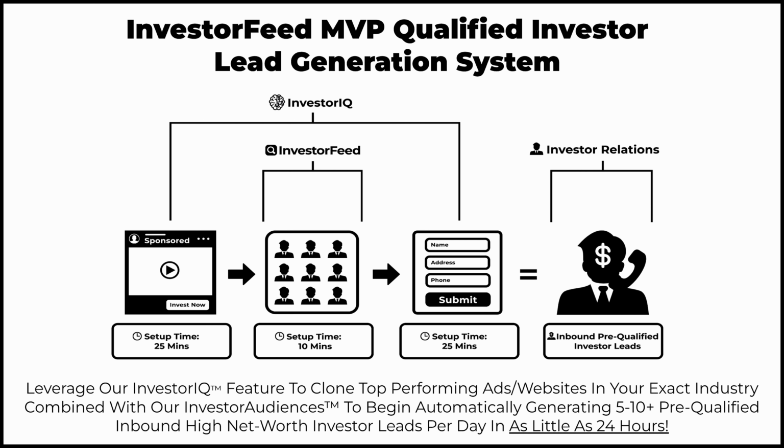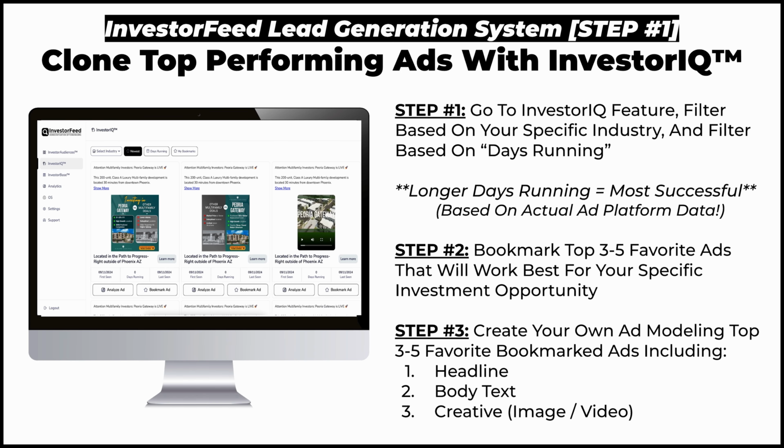So now let's get into the step-by-step process in order to actually do that and set up this entire system. So in step number 1, as we just talked about, you're going to clone the top performing ads with our Investor IQ feature. So we're going to start off going through the step-by-step process in these slides right here, and then we'll actually go into InvestorFeed and perform a live demo of this entire setup so you can see it in real time.